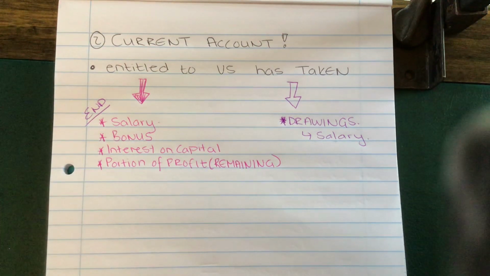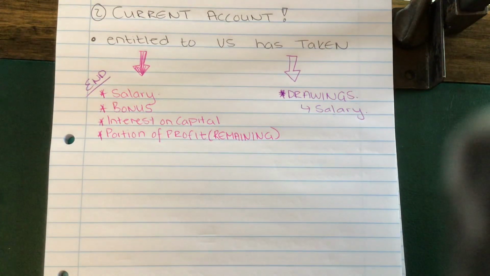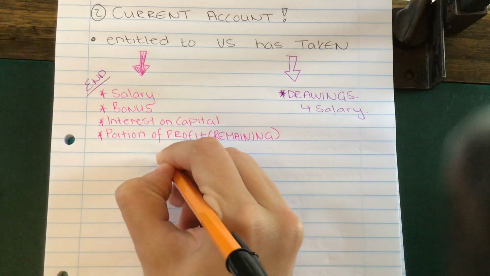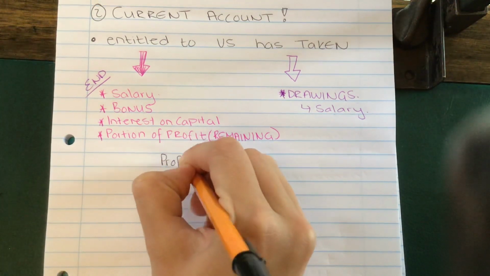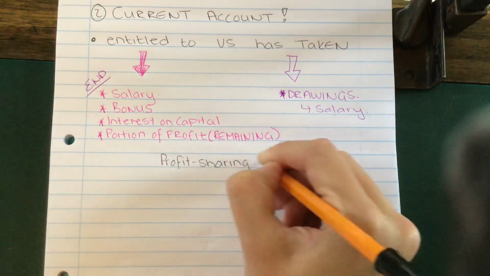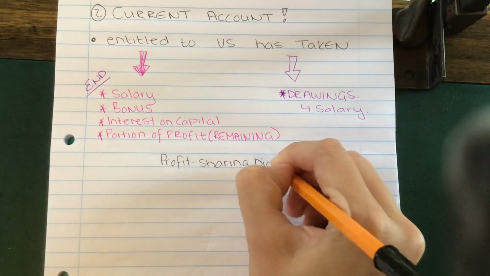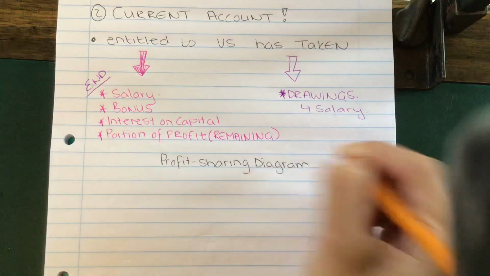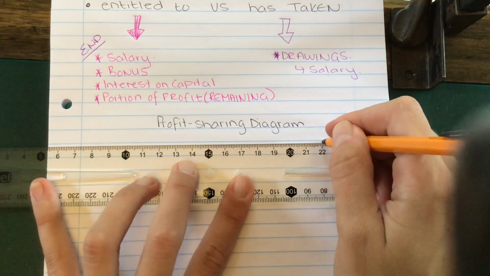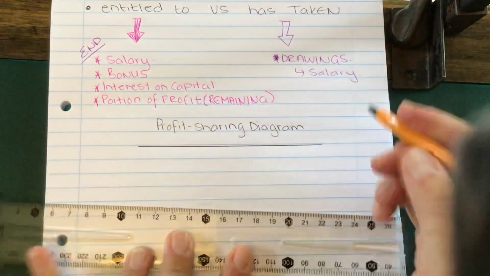So what becomes important now, and this is what I always refer to, is the profit sharing diagram. And this diagram is life, people. I always draw this when I do these accounts. So we're going to draw like a little, I call it a cake.